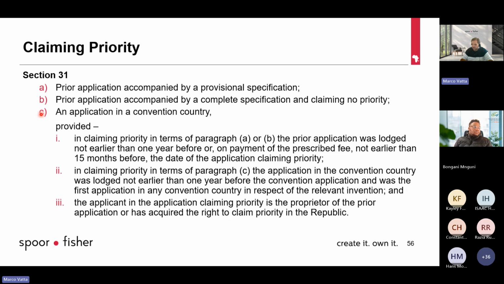And the applicant in the application claiming priority is the applicant of the prior application or has acquired the rights to claim priority from the priority application into South Africa. So again, that is where the Patent Office will require proof of an assignment of priority rights if the applicants between the priority application and the South African application differ.